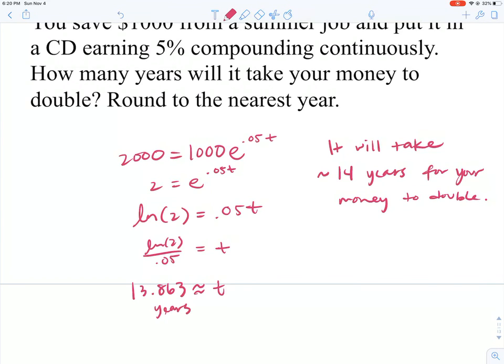This is the one you could have also, in your calculator, typed in y sub 1 equals 2, y sub 2 equals e to the 0.05t, and then found the point of intersection. You would have gotten the same thing.